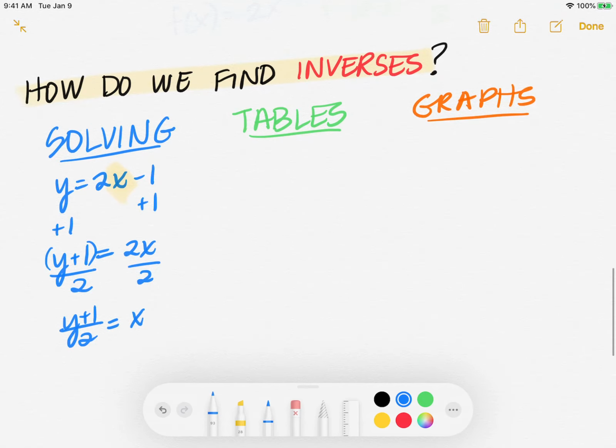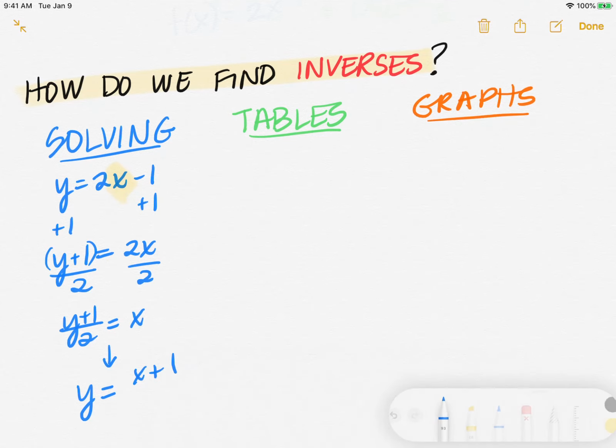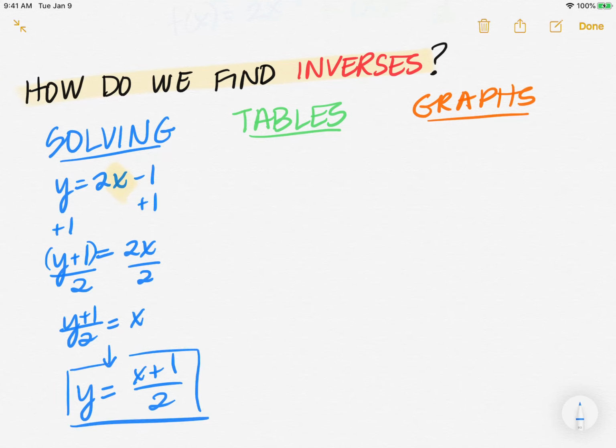So that means our inverse function is y equals x plus 1 divided by 2. Again, we're solving for x, and then we just swap our variables, because it is a new function. It's a new function, which is our inverse.